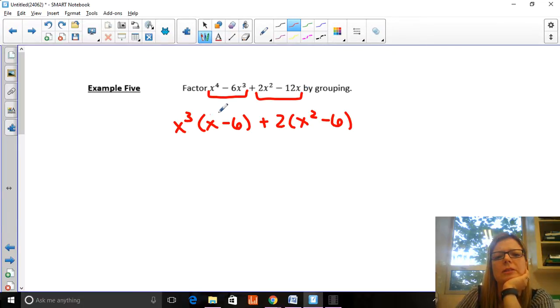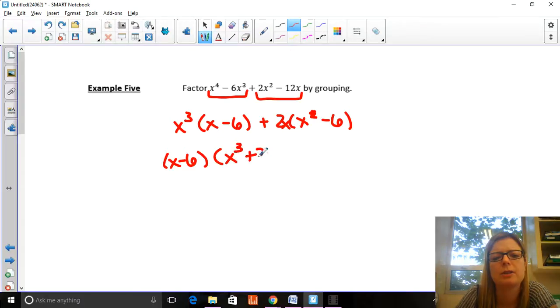Oh, sorry, this should be, well, 2x that I take out. So that 2 shouldn't be there. So I'm left with x minus 6. There we go. So I have an x minus 6 out front and an x cubed plus 2x in here.